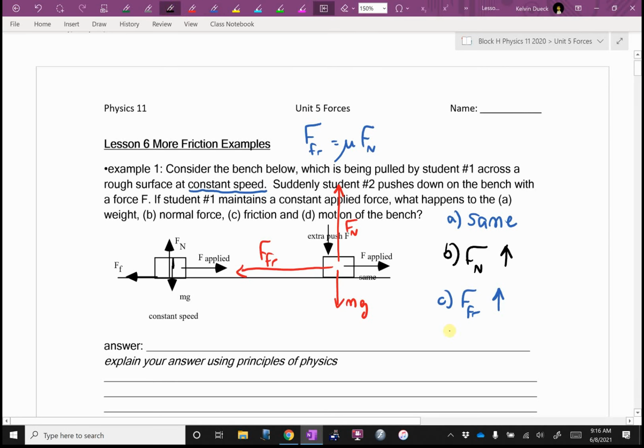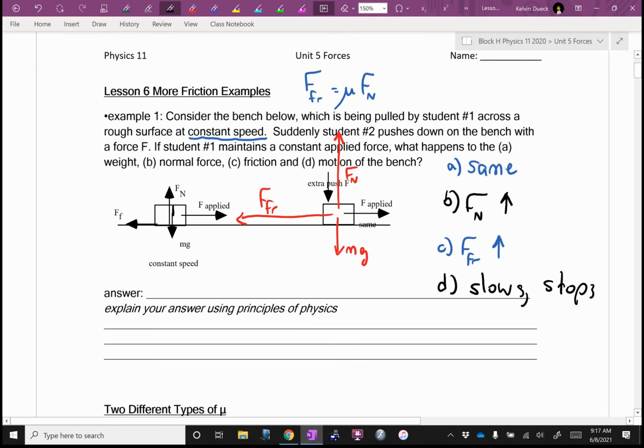What's going to happen to the motion of the bench then in that free body diagram? How will that bench accelerate? I guess it's going to slow down. Yeah, it's going to accelerate to the left, but since it's moving to the right, we would see that as it's going to slow down and probably come to a stop pretty quickly. But we're talking about the split second after Marley sits on it. So we can say slows, stops. It says, explain your answer using principles of physics.